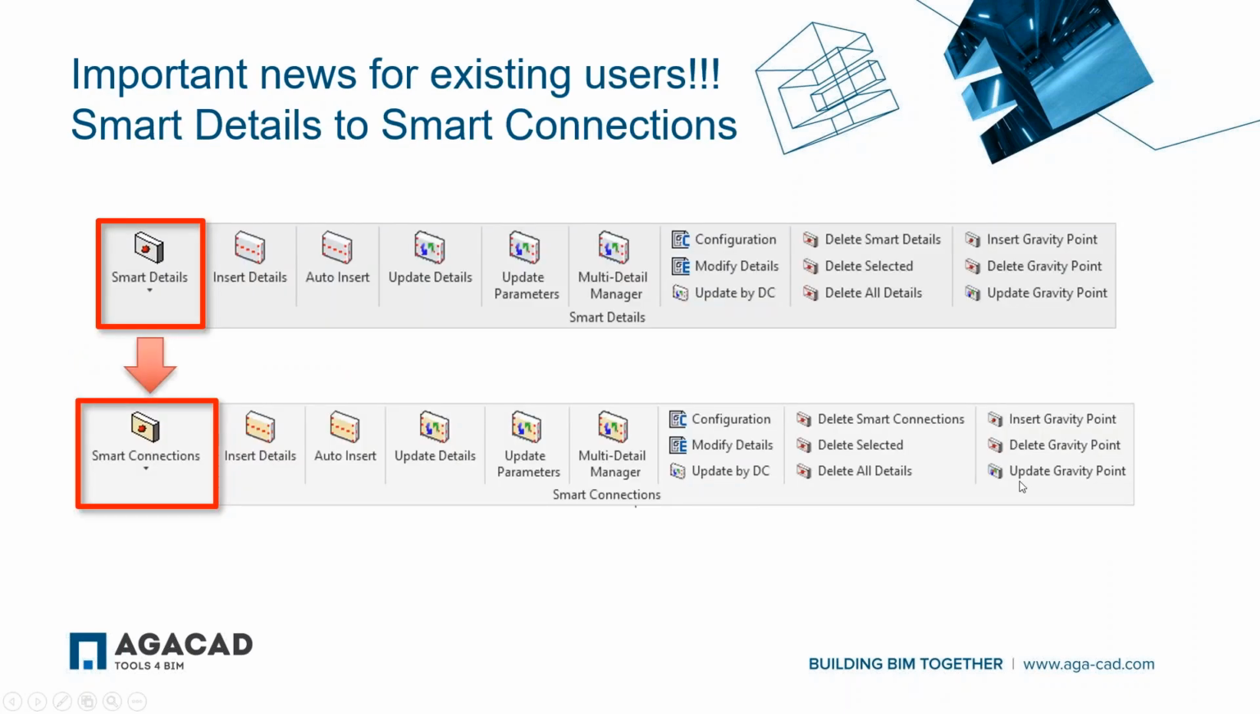Important news for existing users. We had this tool, Smart Details, which is meant to distribute your families according to the rules on the elements. We'll just change this tool to Smart Connections. You see they are really similar, almost the same. From the outside they are the same, but inside we have made some changes which might affect your current configurations.